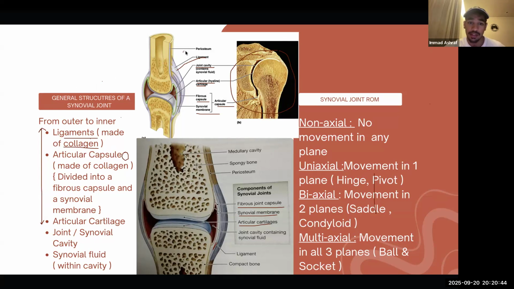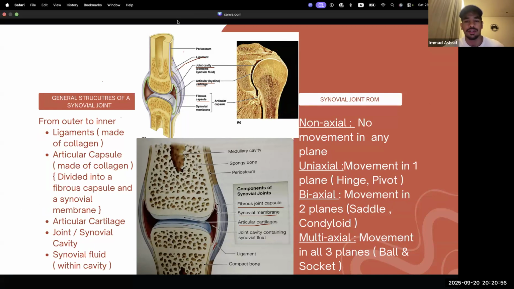Let's move to the next slide now. The synovial joints are the last thing in this lecture, and then we're done with 2 lectures out of 4. So I think we're doing good. Also, the next lectures are a little easier. Actually, they're not. They're not easier, but yeah.